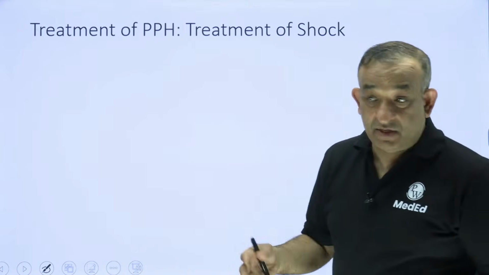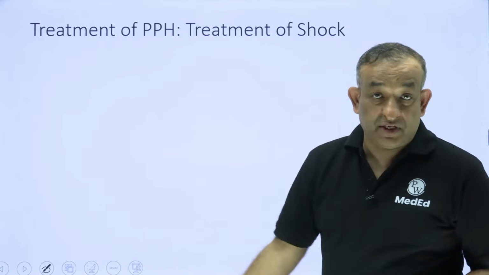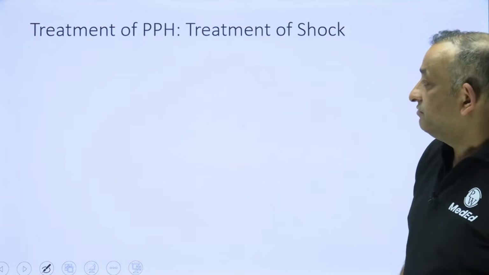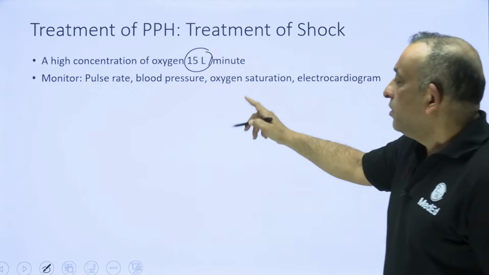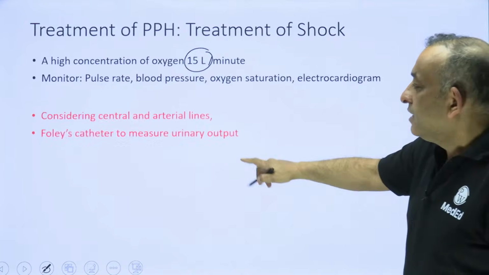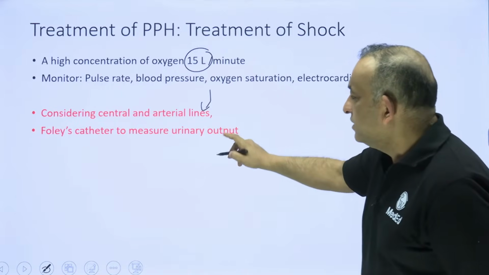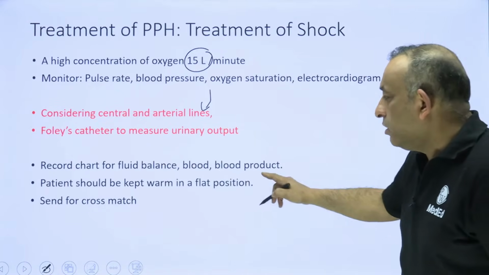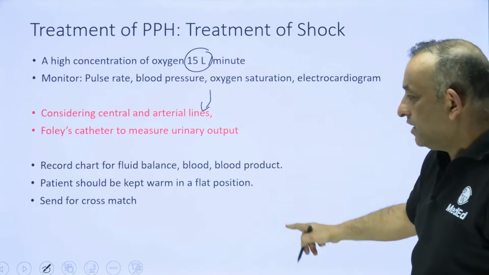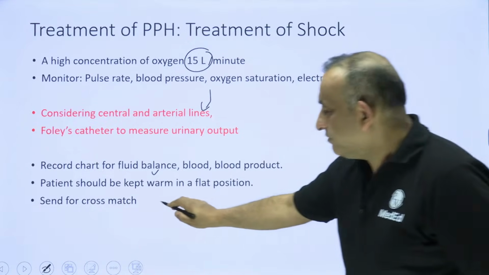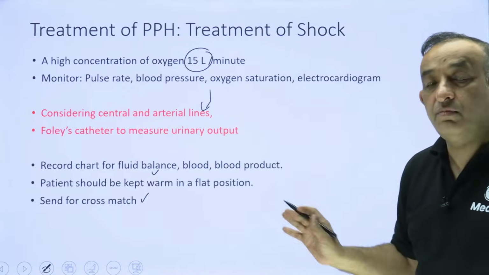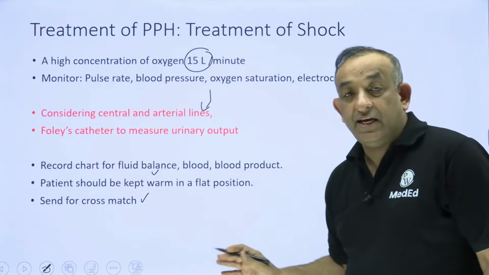So how do you manage the PPH? There's a patient who has delivered, she's bleeding profusely. What do you do? The treatment of shock, first of all. High concentration of oxygen, 15 liters per minute you give, monitor the vitals, and then give central lines, Foley's catheter to measure the output, record input-output charting, arrange for blood products. She should be kept warm in a flat position and send blood for cross-matching. These are the steps you have to follow to manage a patient with any shock, any emergency.